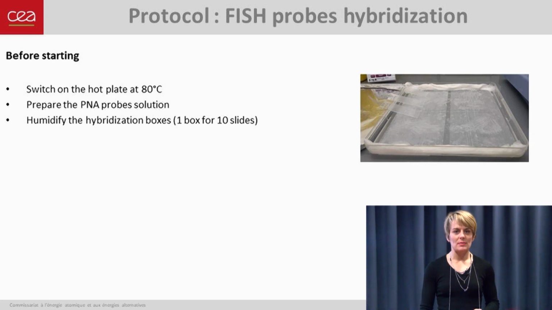You can anticipate by switching on the hot plate, preparing the PNA probe solution as indicated in the list of solutions, and humidifying the hybridization box. Hybridization boxes, as depicted in this slide, are just plastic boxes wrapped in aluminum foil to avoid light penetration. We have placed 2 paper strings on 2 sides of them that we humidify with water before use.